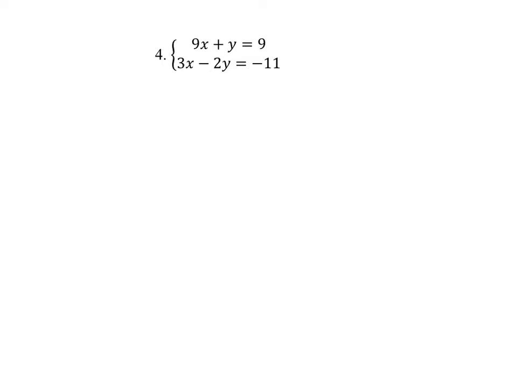So if we look at our system, we want to see what's the easiest way to do it. I've got a 9x and a 3x, so you can easily multiply just this equation by negative 3, and then that would be negative 9x plus 9x. That would eliminate. If you look at the y's though, this is a negative 2y and a y, so we can easily multiply the top equation by 2 to get 2y, and then a positive 2y minus 2y. That will eliminate. So we can do either of those methods.